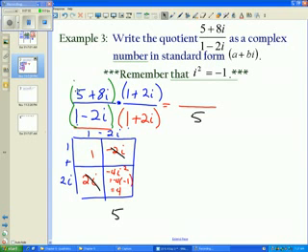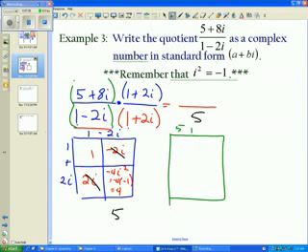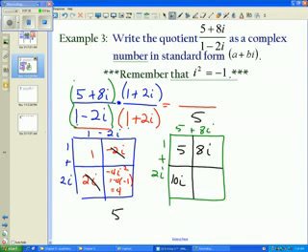Let's try my numerator. My numerator, again, using box method. 5 plus 8i, 1 plus 2i. Draw my box. 1 times 5 is 5. 1 times 8i is 8i. 5 times 2i is 10i. 8i times 2i is 16i squared. Remembering that i squared is negative 1, so this is 16 times negative 1, or negative 16. 5 minus 16 is negative 11.